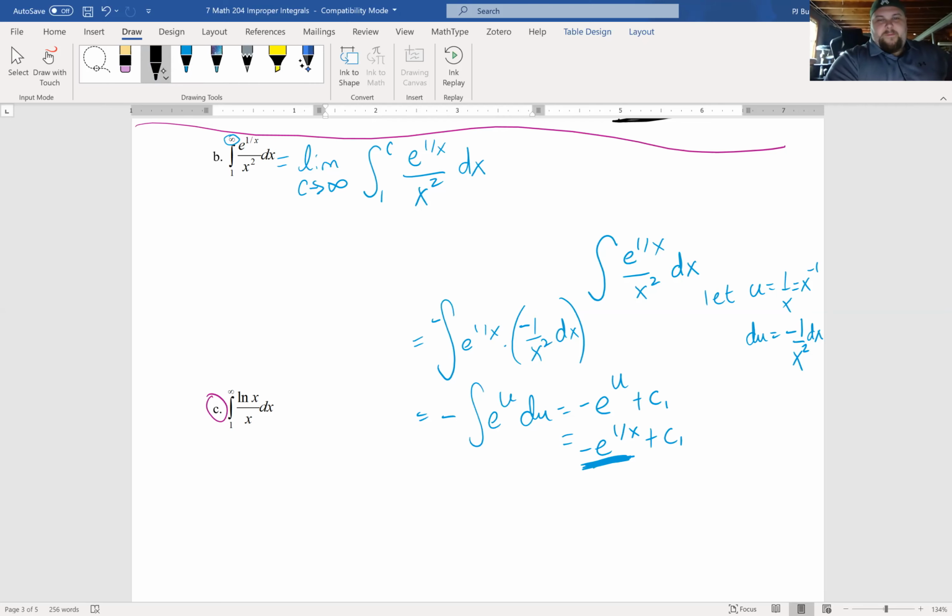So I would come back up here and say, okay, this is now the limit as c approaches infinity. And I've got minus e to the 1 over x evaluated from 1 to c.